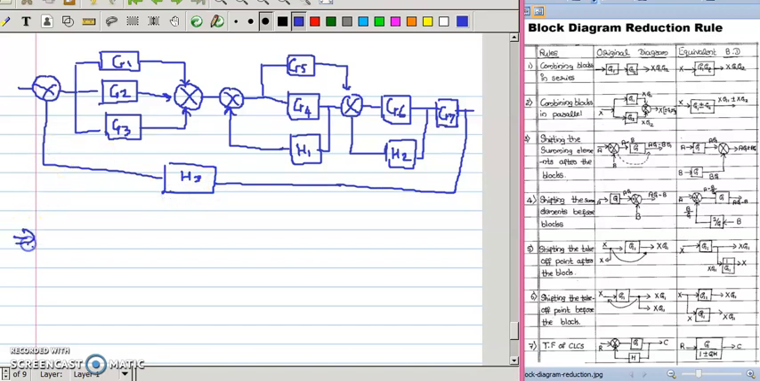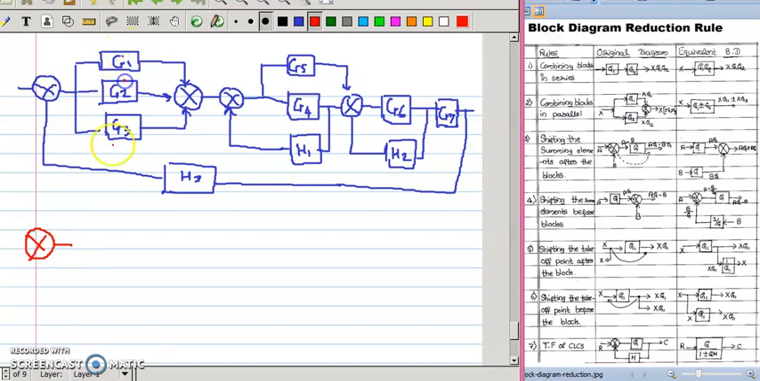What to do, because there are more blocks, see, 1 2 3 4 5 6 7 8 9 10 11 blocks are there. What to do? Just don't worry, just use our basic formula, and step by step you get the solution. So what is the first step? See, we put this mixer as it is, right?